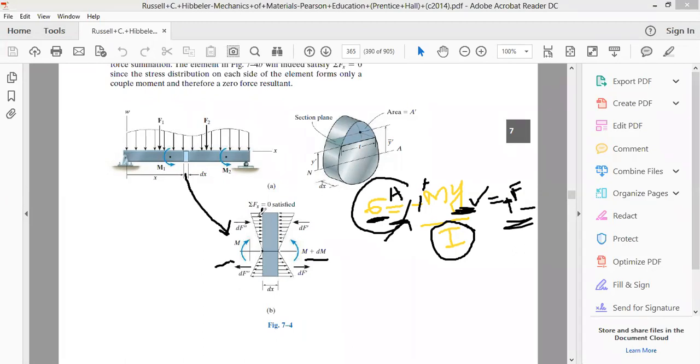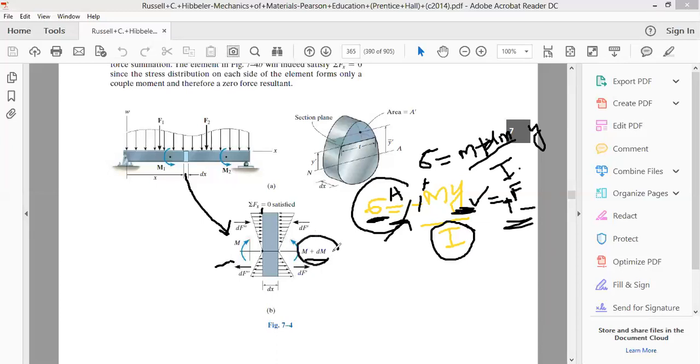This is how the force distribution is drawn on the left hand face of this area. Now on the right hand face, it will be the reverse of this. If you use the same formula for the force distribution on the right hand side, sigma is equal to My divided by I, but with M equal to M plus dM, divided by I, multiplied by y.